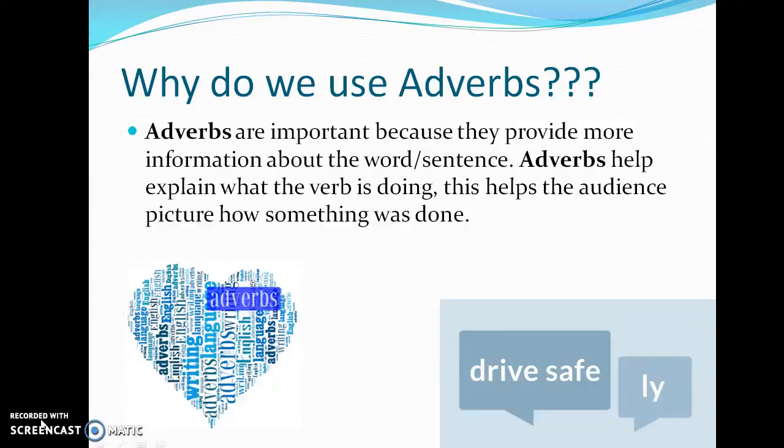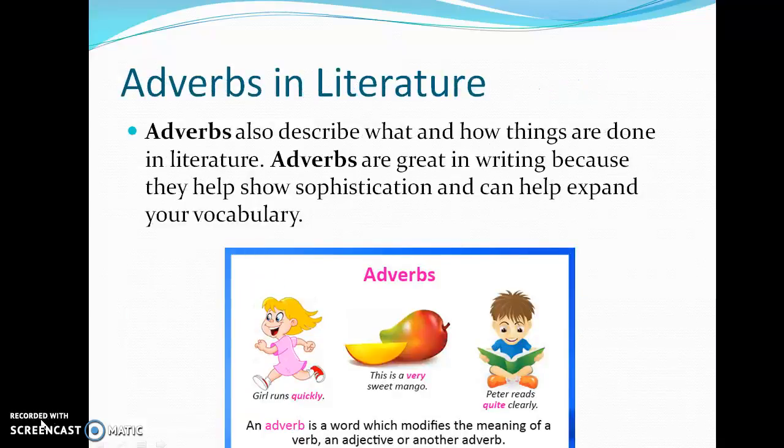So some of these examples can be an action word or just adding the ly at the end, but other types of adverbs do include words like here, there, everywhere, inside, underground, upstairs, downstairs. Those are also examples of adverbs used in a sentence of action.